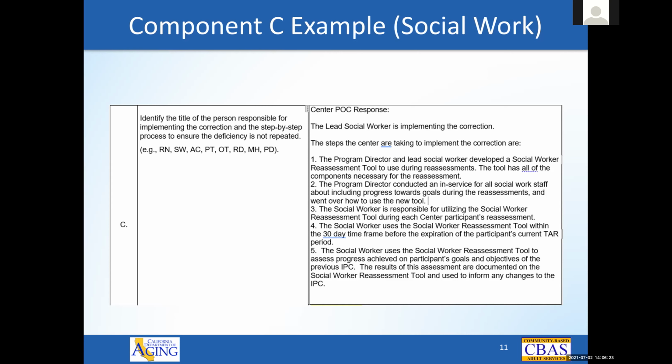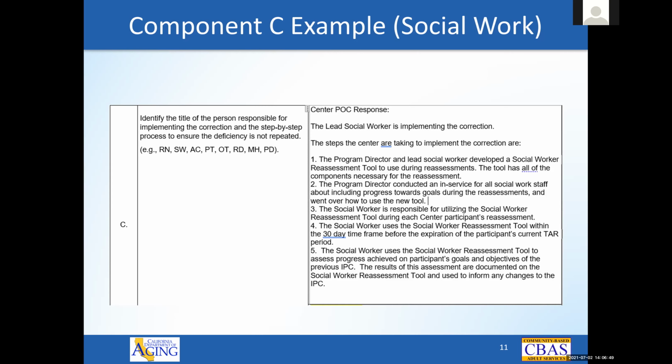The results of this assessment are documented on the tool and are used to inform any changes to the IPC. So here we have the program director and the lead social worker collaborated to come up with a tool that the social work team can use to ensure that they cover all of their bases, check all the boxes, have everything covered during the reassessment.